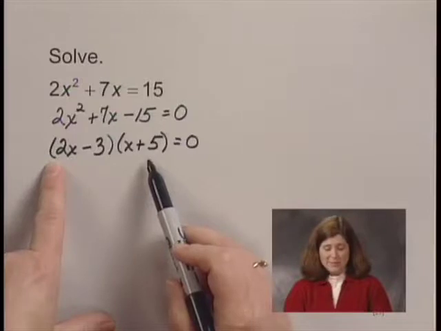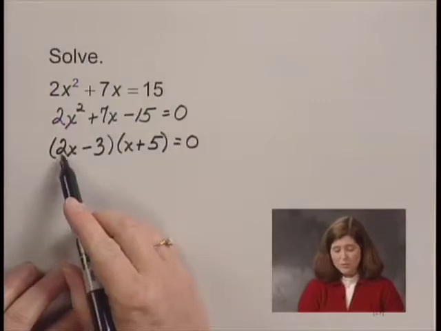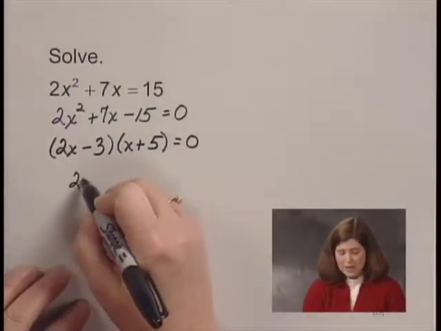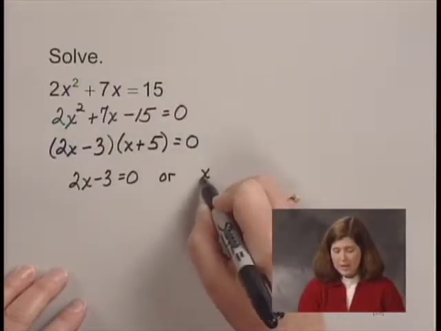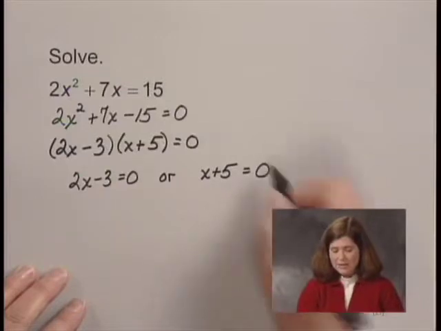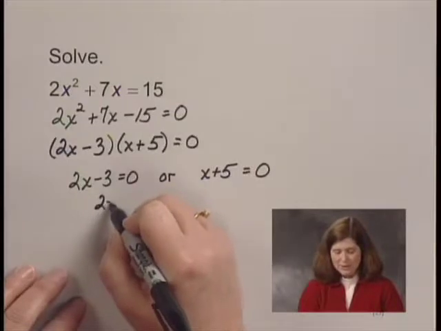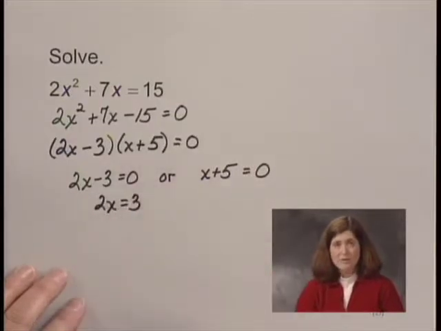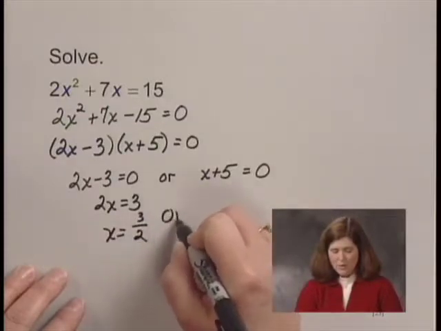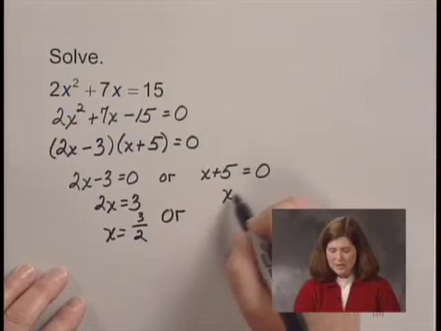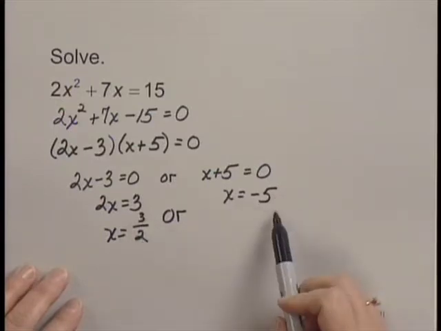That's the factorization. Since it's written as a product now, I can use the principle of zero products and say that in order for the product to be 0, 2x minus 3 has to equal 0, or x plus 5 has to equal 0. Solving for x, adding 3 to both sides here, I get 2x equals 3. Dividing both sides by 2, I get x equals 3 halves. Or, adding negative 5 to both sides here, I get x equals negative 5. I have two possible solutions, 3 halves and negative 5.